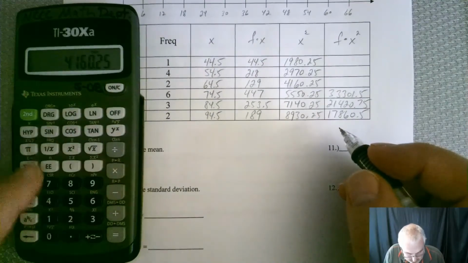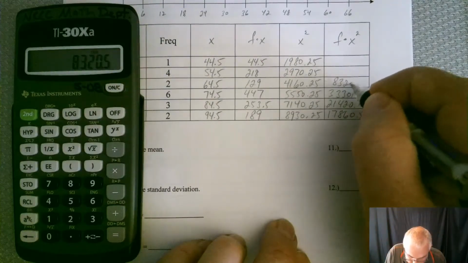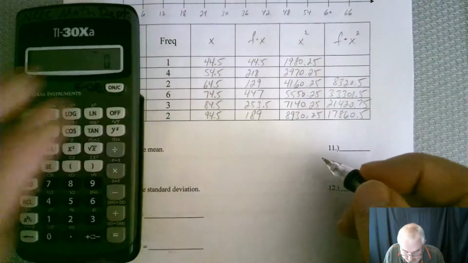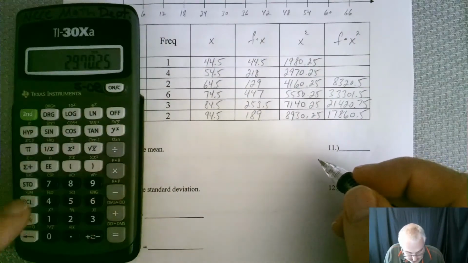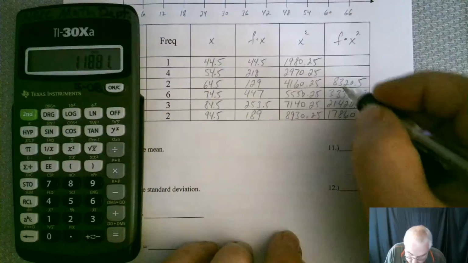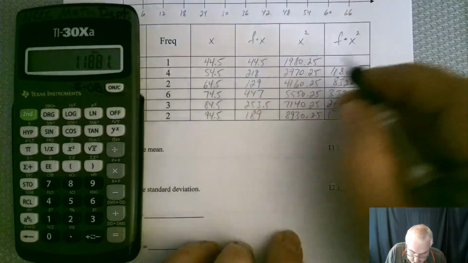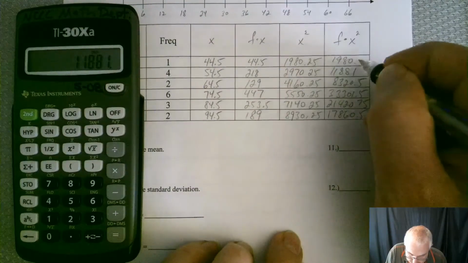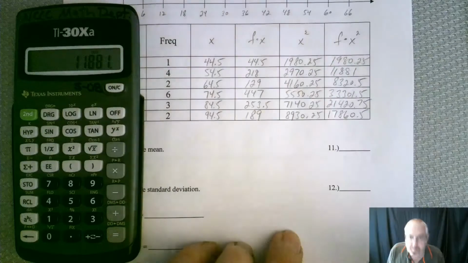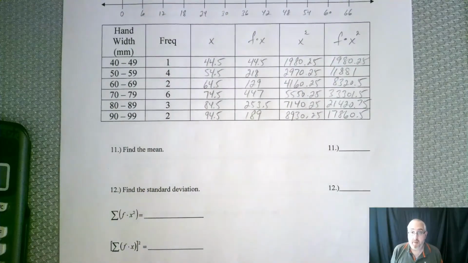4160.25 times 2 is 8,320.5. 2970.25 times 4 is 11,881, and 1 times that, which is 1980.25. Okay, so you got the table completely filled in.